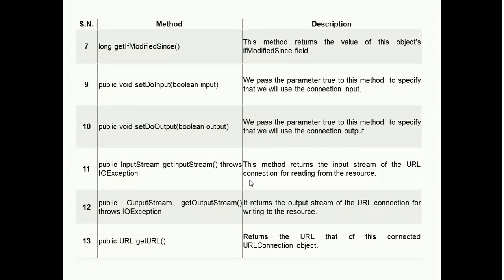Otherwise, it also returns the value of the invoking object's URL field. So the getURL method returns the URL that is connected with the URLConnection object. So these 13 are the methods of the URLConnection class, and the two methods commonly used are openConnection and connect. Now see one example of the URLConnection class.